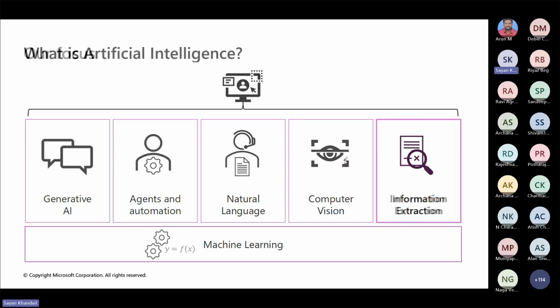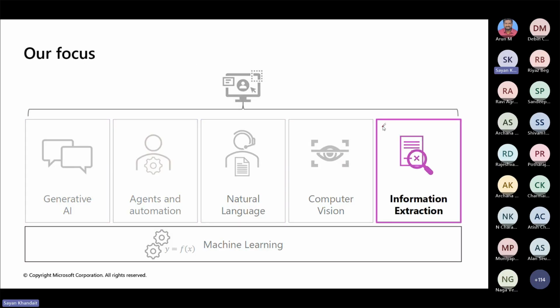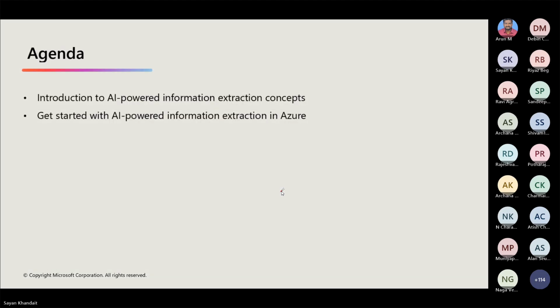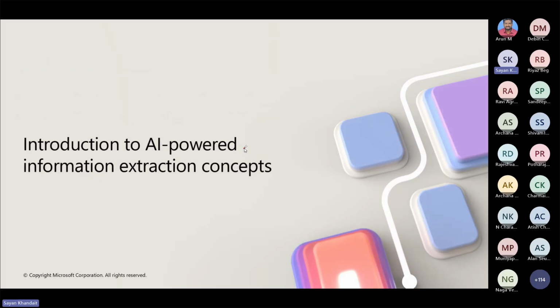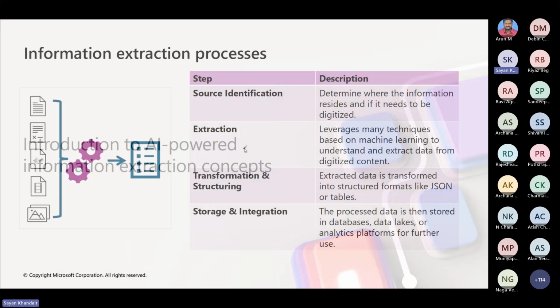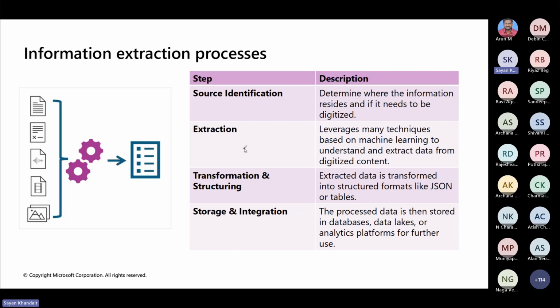So our main focus for this module is going to be the final workload of AI, that is the fifth one, information extraction. Here we are going to discuss these two different topics. First of all, we have an introduction to AI-powered information extraction concepts. And after that, we are going to discuss the information extraction resource that is available over the Azure portal. Okay, so let us get started with the basic concepts of information extraction first.